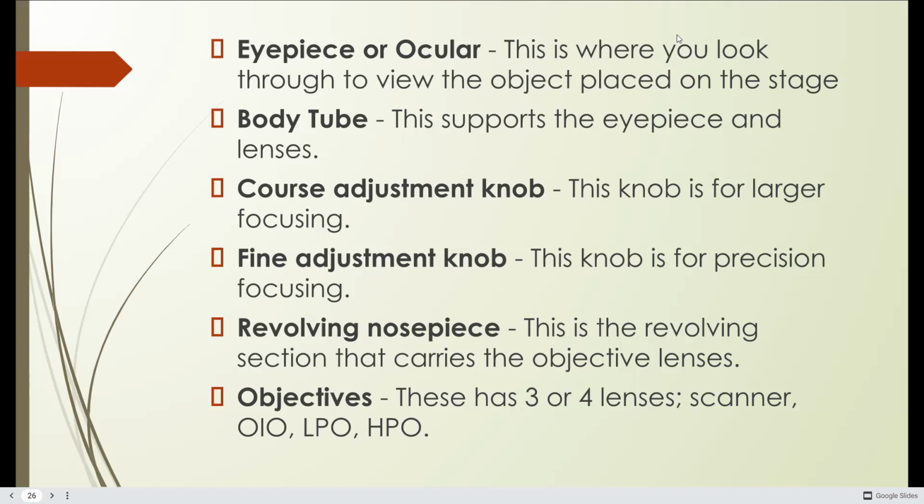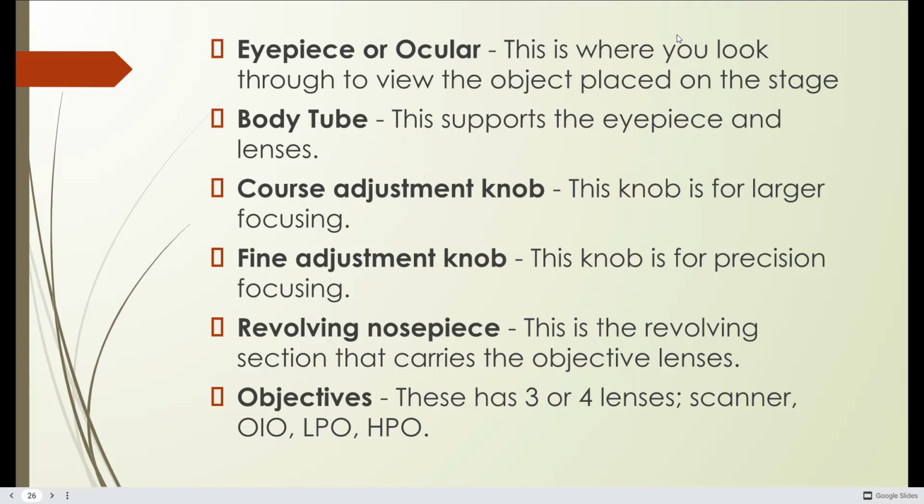The revolving nose piece. This is the revolving section that carries the objective lenses: your LPO, HPO, OIO, and scanner. These are the things. The next is the objectives.